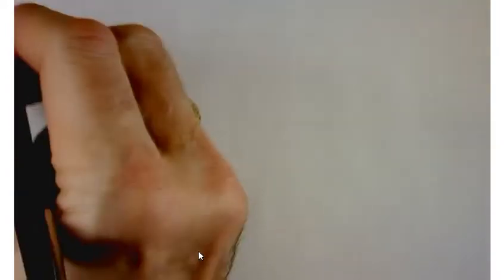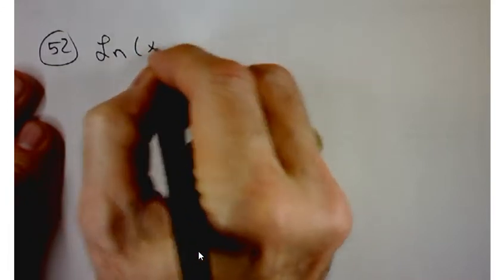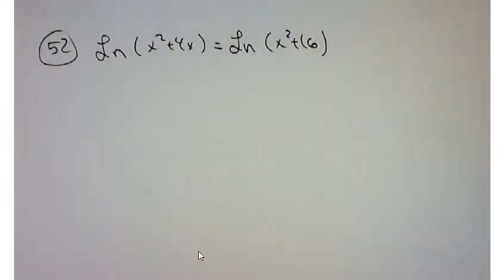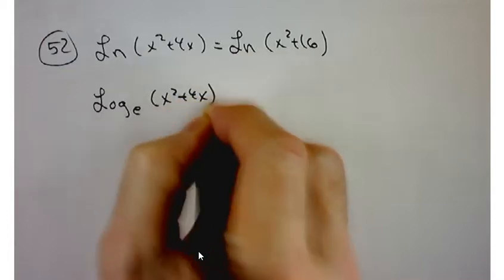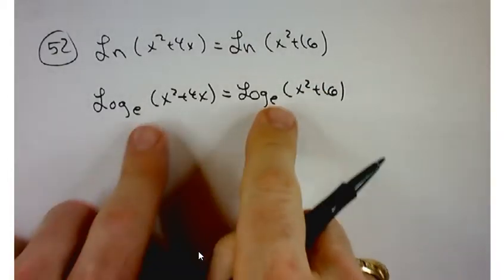Let's try problem number 52. ln of x squared plus 4x equals the ln of x squared plus 16. It's not really written, but what base is understood to be here? E. Log base e of x squared plus 4x. There's really not much benefit to rewriting it like this. I'm just reminding you that the bases are the same.